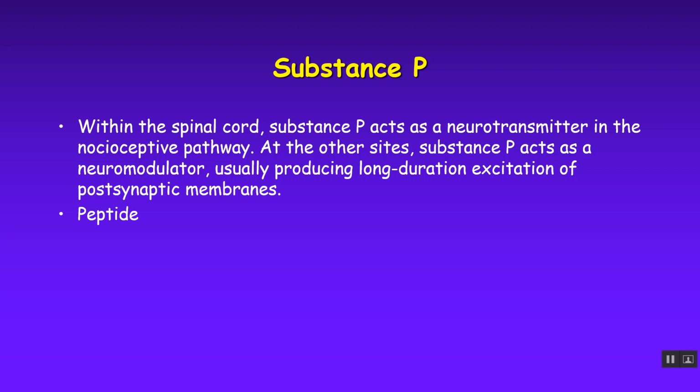Substance P is also a neuromodulator. It's mainly within the spinal cord. It does act as a neurotransmitter here, a little exception in the nociceptive pathway. But at other sites, substance P acts as a neuromodulator, and we're going to assume it's mostly a neuromodulator, usually producing long duration excitation of postsynaptic membranes. So it enhances the excitation so that a postsynaptic membrane is more likely to respond to the next signal. So substance P enhances pain transmission and pain signals because of that G protein mediated neuromodulatory excitation of postsynaptic membranes. And it's a peptide.